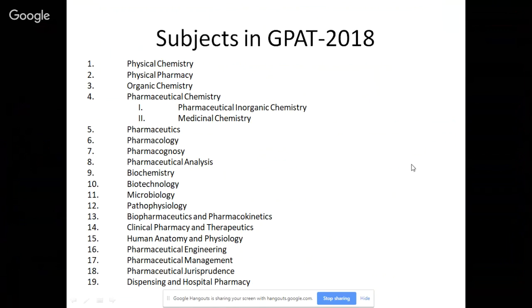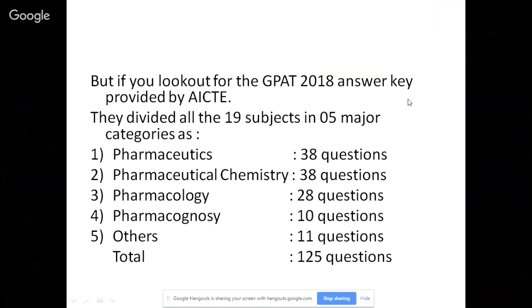You can consider it a vast syllabus, but it is possible to categorize it into five major subjects, depending upon the GPAT answer key which we got last year from AICTE. The 19 subjects were classified into five major categories, which include pharmaceutics, pharmaceutical chemistry, pharmacology, pharmacognosy, and other subjects. All 125 questions fall under these.